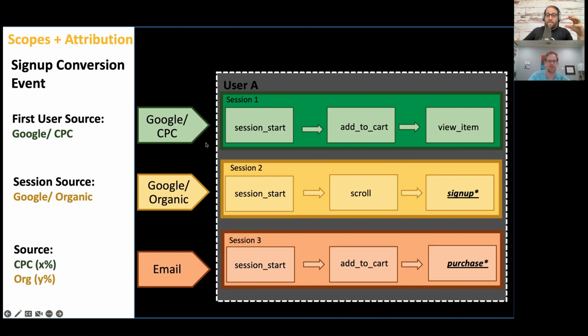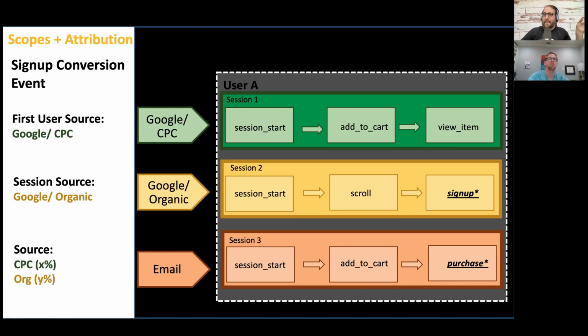So now think about this. If I go into Google Analytics now, I can actually pull down and say, I want to see the first user source of my conversions. I want to see the session source. I want to see the source. So there's 3 sources that you could pull down in order to see into your reports.